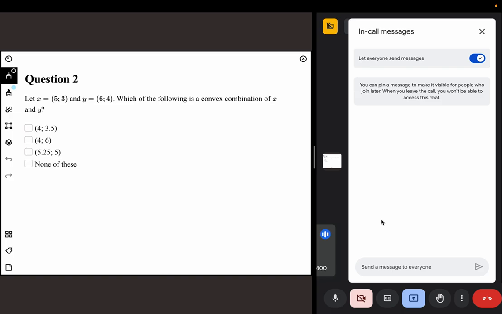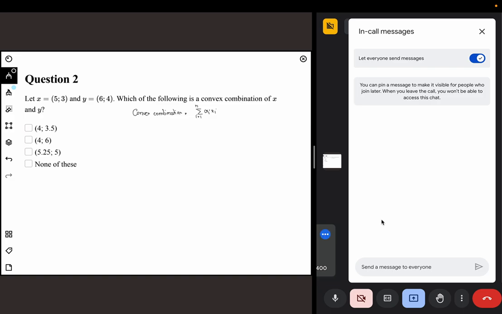You have two points, (5, 3) and (6, 4). Which of the following is a convex combination of x and y? So how do I know if it is a convex combination of x, y? How did we define it? It's just a linear combination, sigma alpha_i x_i, for whatever number of points I have.